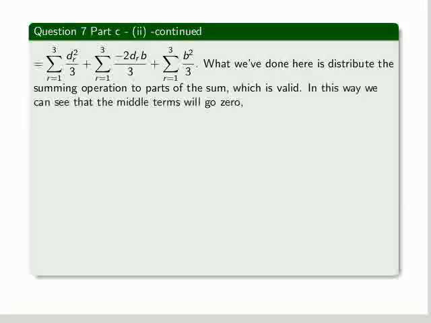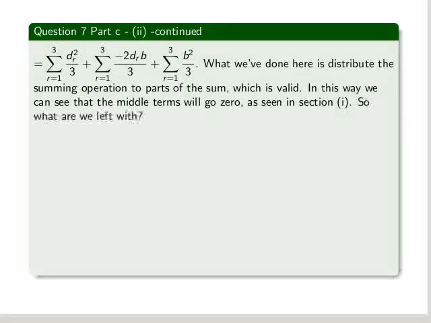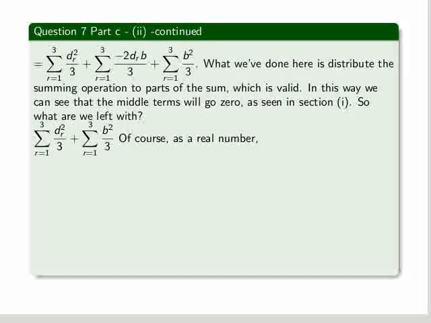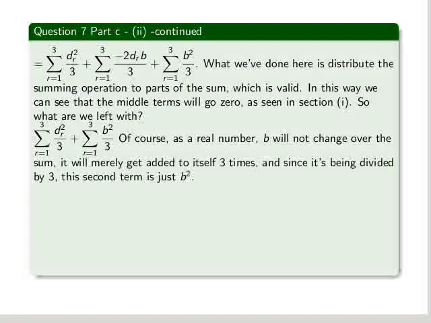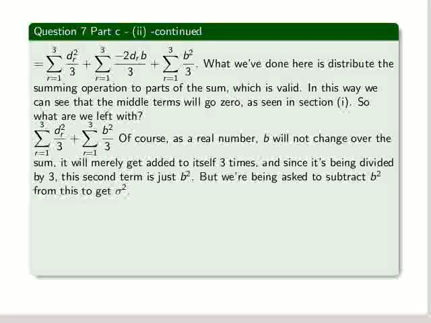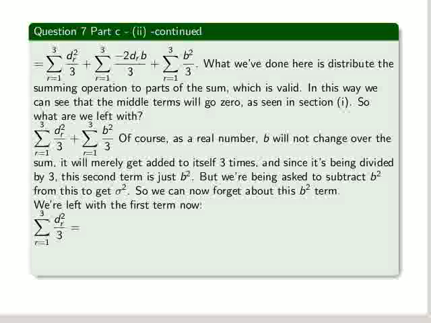And we see, in this way, that the middle terms, where we have the sum over 3 of a single dr, will go to 0 as seen in section 1. So what are we left with? Well, we're left with the first and the third terms. Of course, as a real number, b will not change over the sum. It will merely get added to itself 3 times, and since it's being divided by 3, this second term is just b squared. But we're being asked to subtract b squared from this to get sigma squared, so we can now forget about the b squared term. So we're only left with 1 now, which is the sum of dr squared over 3.